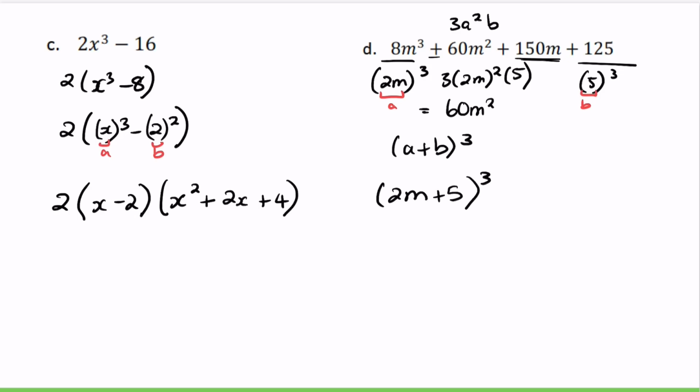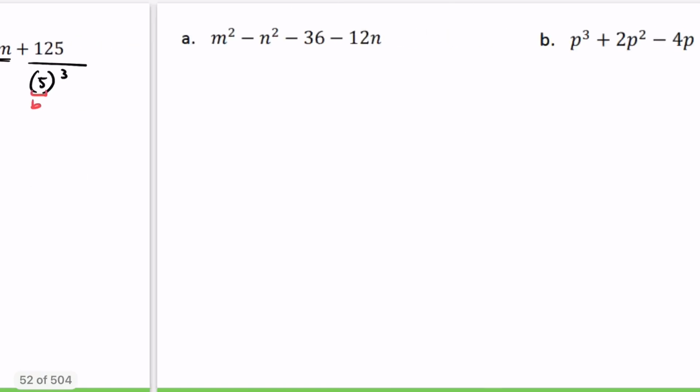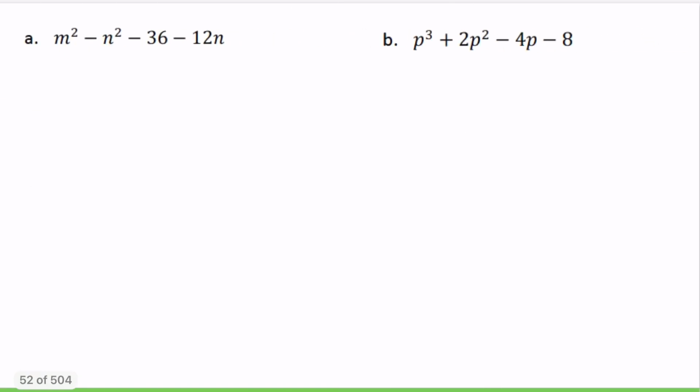Next, this one's a little bit more tricky. You can't use a specific formula on it, not yet anyway. What you need to do is rearrange this equation. So what I suggest is that you pause this video and give this one a shot and see if you can factorize it.